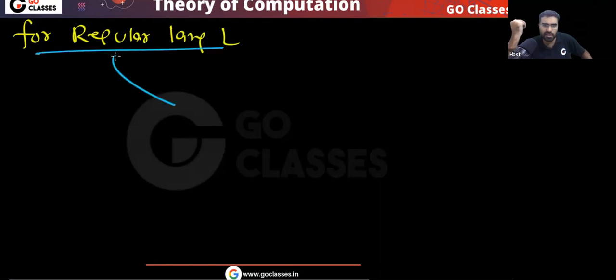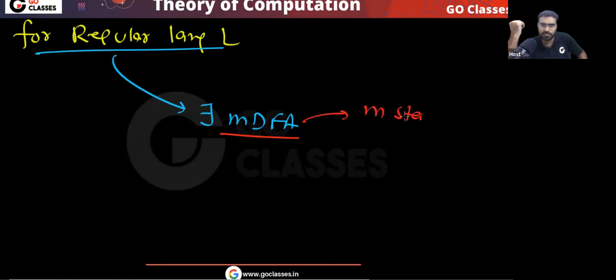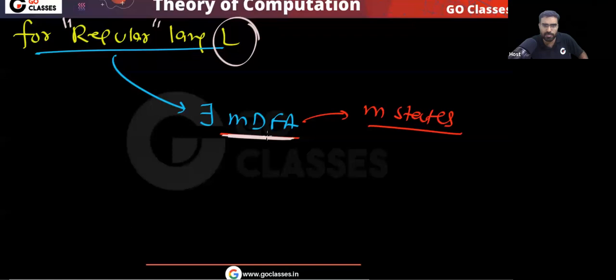Tell me one thing. In the proof, we have already seen that for any regular language L, there is a minimal DFA. Yes or no? Let's assume this minimal DFA has M states. Then in the proof we have already seen this M will work as a pumping length. Yes or no?